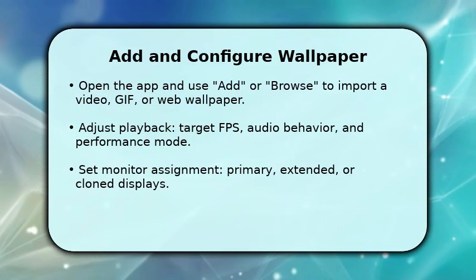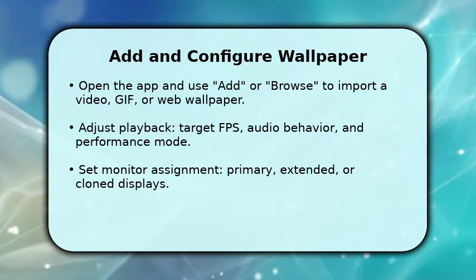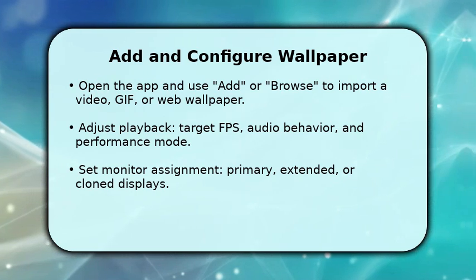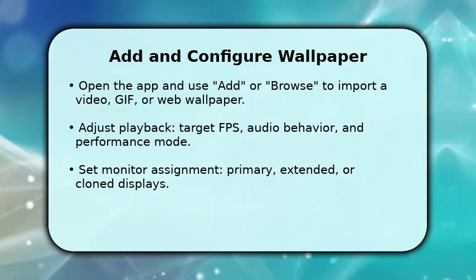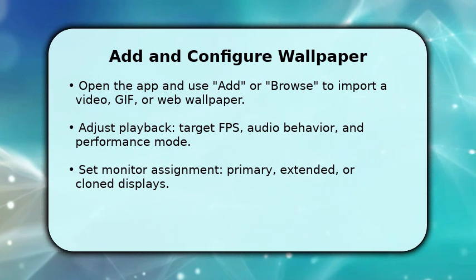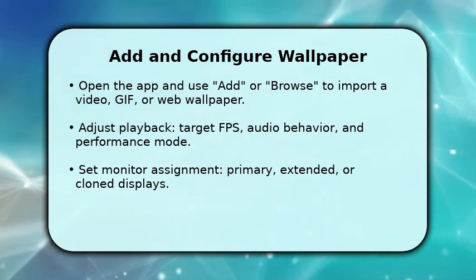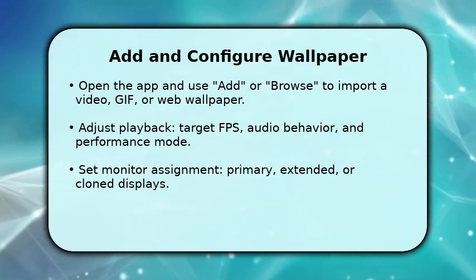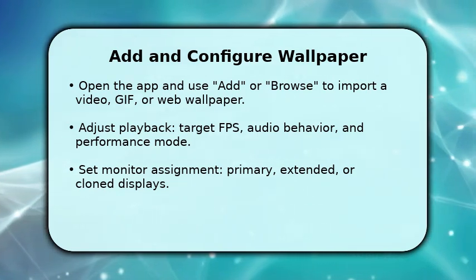You now import your chosen file or select a community wallpaper inside the app. Once added, open settings to control playback FPS and performance mode, lower FPS and battery saver, keep CPU/GPU usage down. Configure audio handling if the wallpaper includes sound so it mutes or follows system volume.